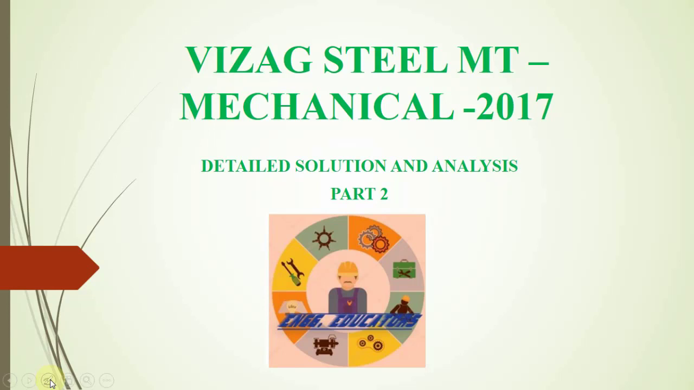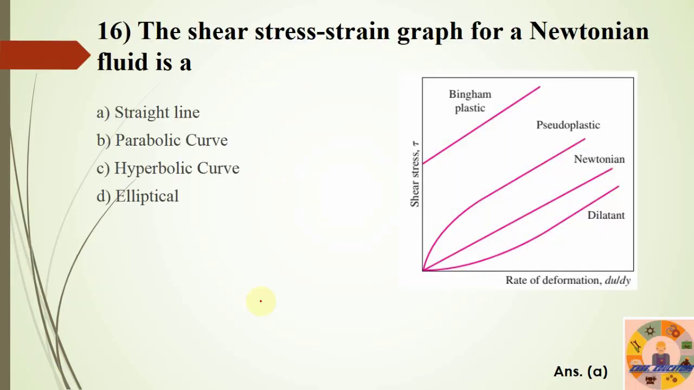So let's start. First question is the shear stress strain graph for a Newtonian fluid is. We know for a Newtonian fluid the rate of deformation is proportional to the shear stress. So if we plot the curve of shear stress versus rate of deformation, then for the Newtonian fluid we will get the straight line. So the right answer of this question will be option A.